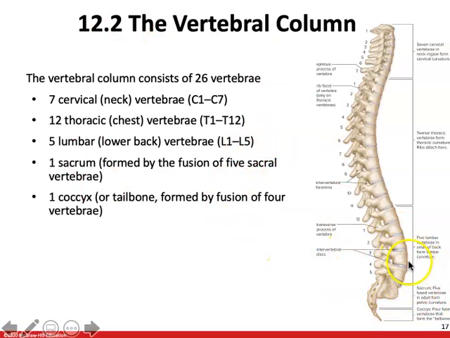The sacrum is going to be formed by the fusion of 5 different sacral vertebrae, found right down in here, and the coccyx is going to be the tailbone. It's formed by a fusion of 4 different vertebrae. Since they are completely fused, we just refer to them as the sacrum and the coccyx, and don't break them up into S1 through 5 or C1 through 4. That would be confusing with the upper cervical vertebrae.